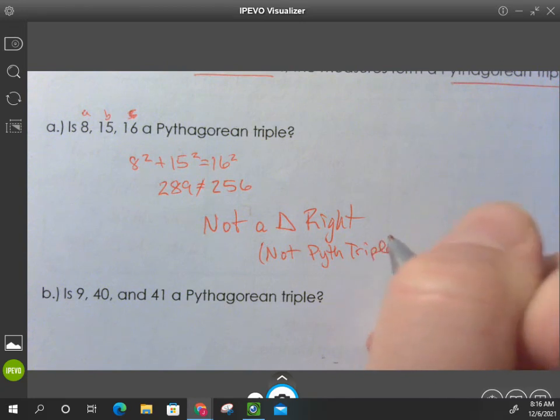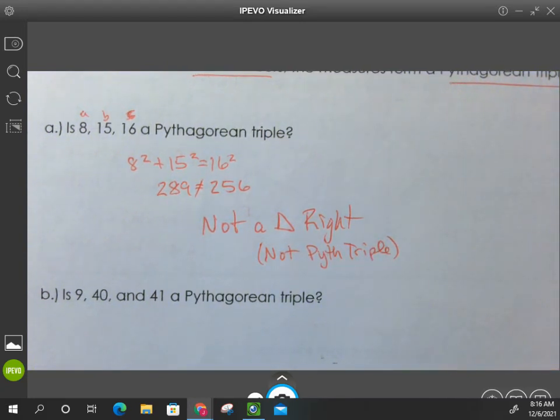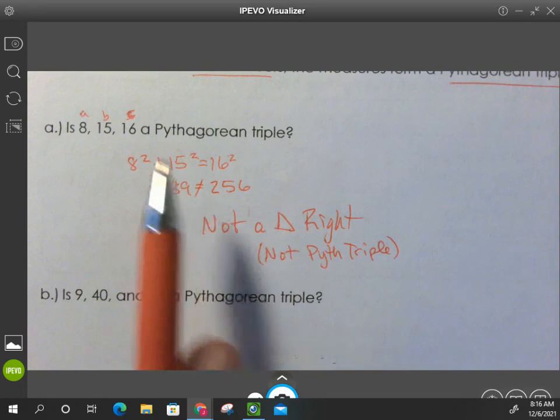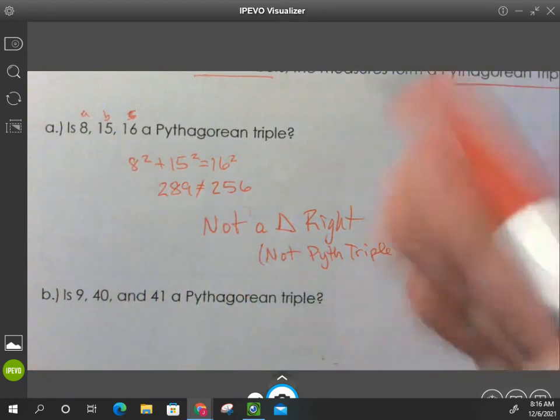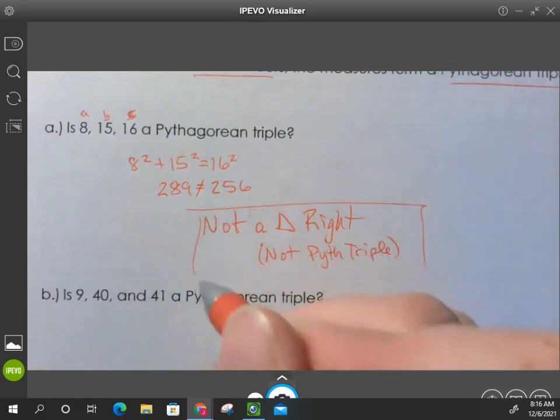I mean, a Pythagorean triple has to come from right triangles. So if you just jump in and say, oh, look, they're all whole numbers, no decimals here, that's not true. It has to be a right triangle. So it's not a right triangle, so it's definitely not a Pythagorean triple.